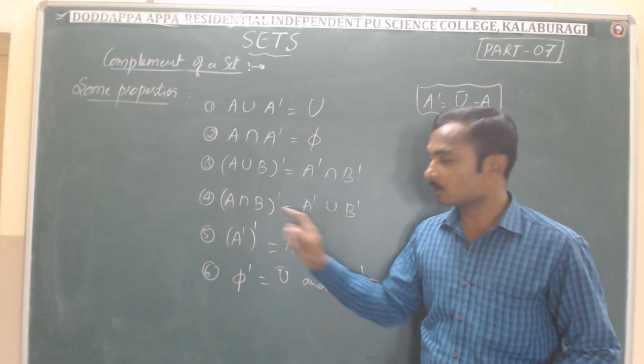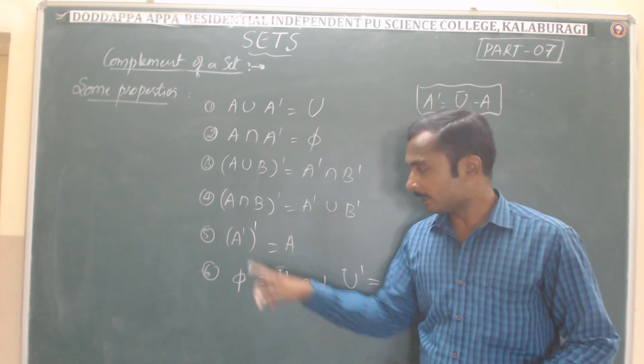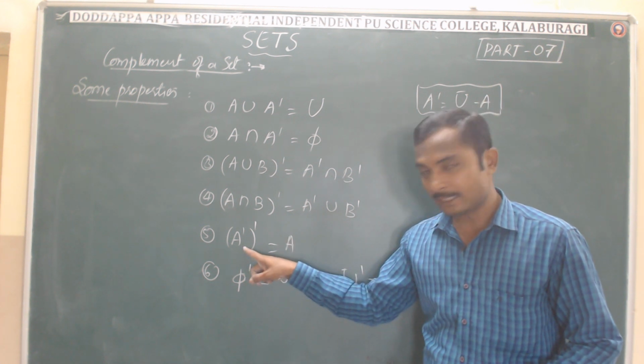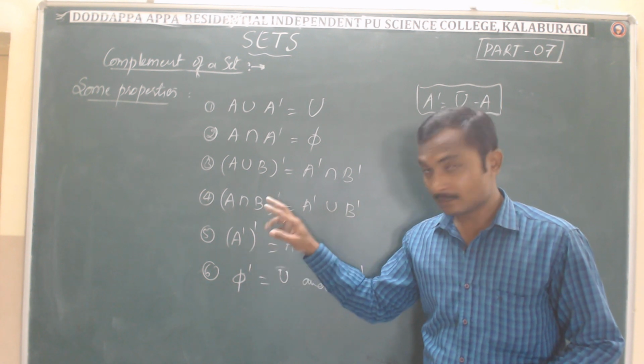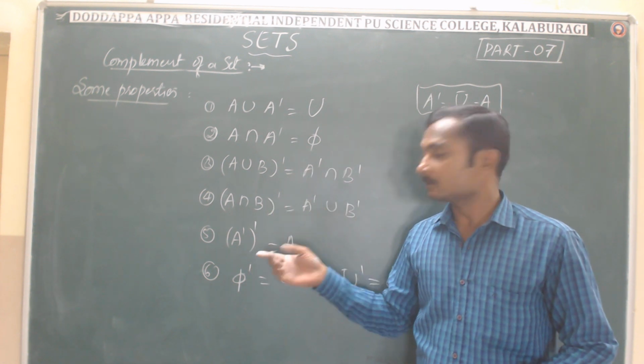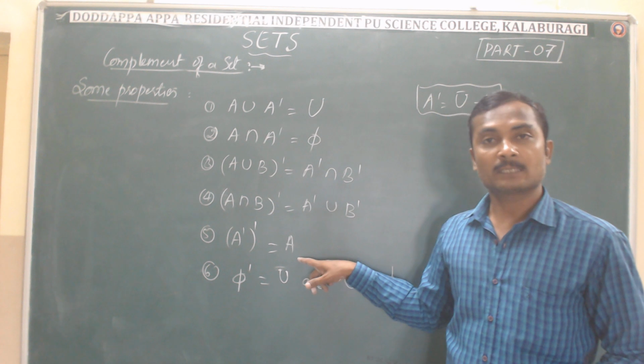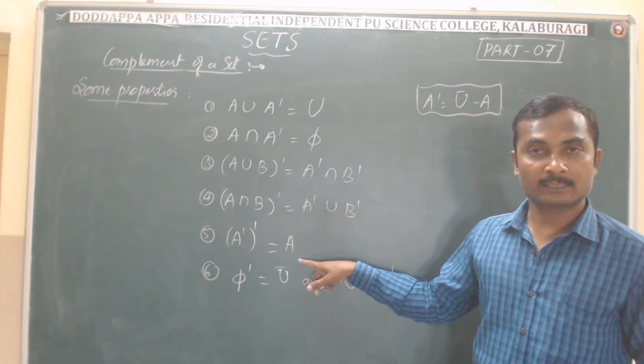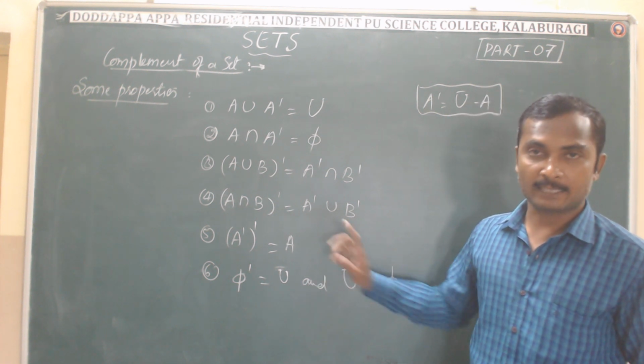A complement whole complement. A complement contains the elements of the universal set but not A. If you take the complement of that set, you are going to get the given set A itself, all the elements of the set A.